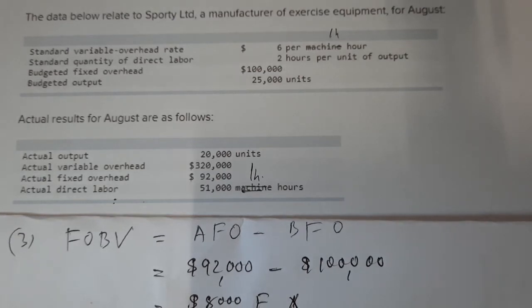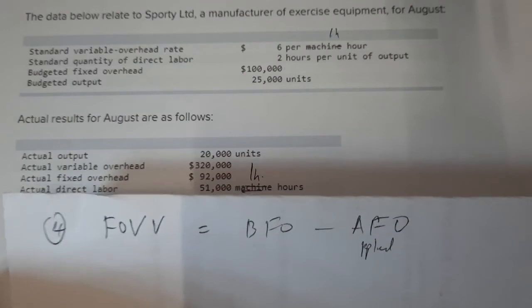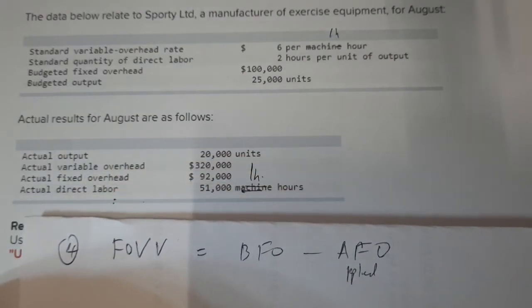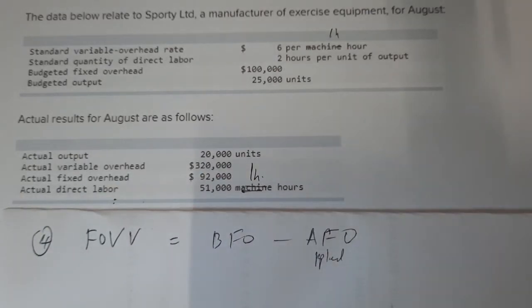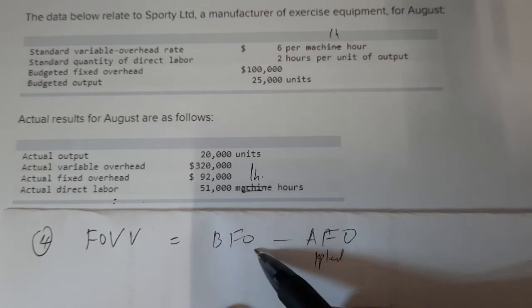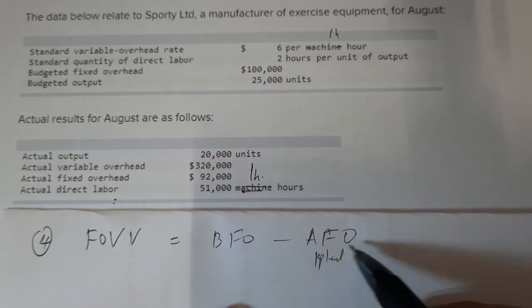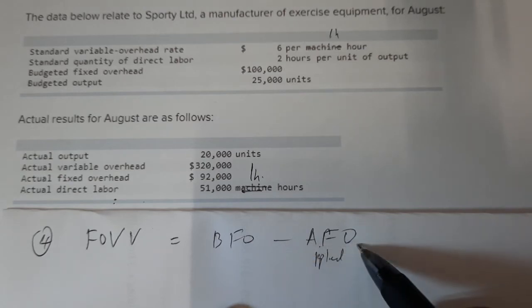Okay. And the last one for overhead variance, you have to know how to calculate fixed overhead volume variance. Okay, to calculate fixed overhead volume variance, the formula is budgeted fixed overhead minus applied fixed overhead.